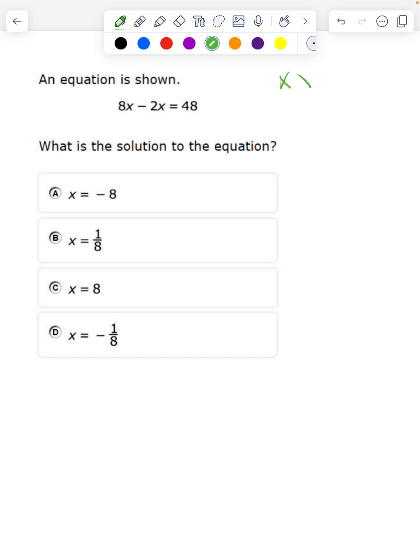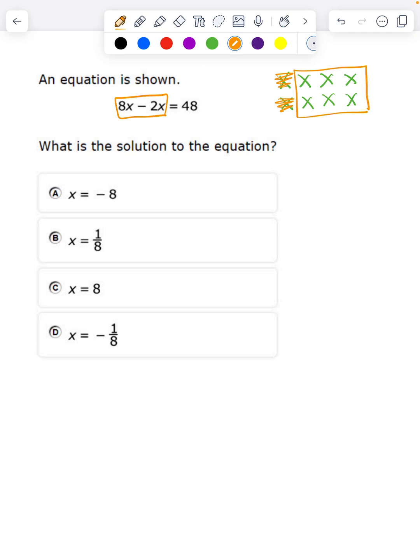So I'm going to come over here and show you what that looks like. So I'm going to draw my 8 x's, right? 1, 2, 3, 4, 5, 6, 7, 8, and I'm going to go ahead and take away 2. So I have 1, 2 gone. And again, there are my 6 unicorns or 6 x's that are left. So again, if you need a visual representation of what this looks like, you can do that pretty easily.